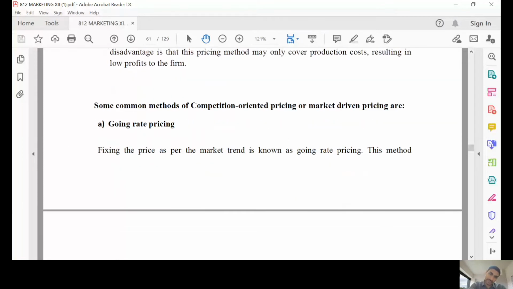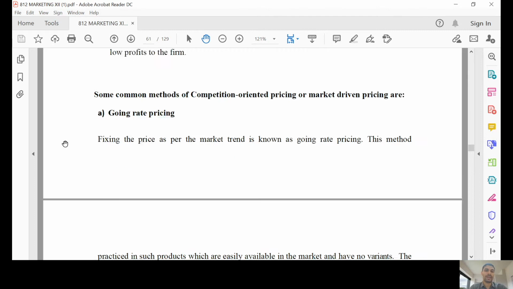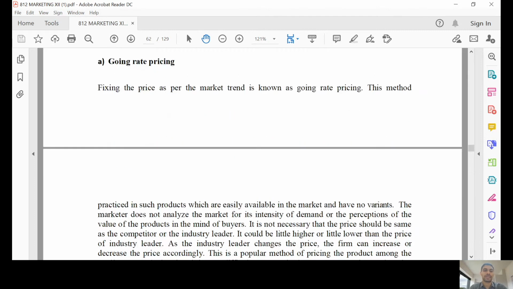First one is going rate pricing. Going rate pricing means the company will fix the price which is going in the market. Suppose a company wants to sell cement. The market trend is 400 rupee per sack. Our company also will keep 400 rupee. So here fixing the price as per the market trend is known as going rate pricing. The market trend is 400 rupee per sack of cement. So our company also will sell the cement at 400 rupee. That is what I mean by going rate pricing, fixing the price as per the market trend.